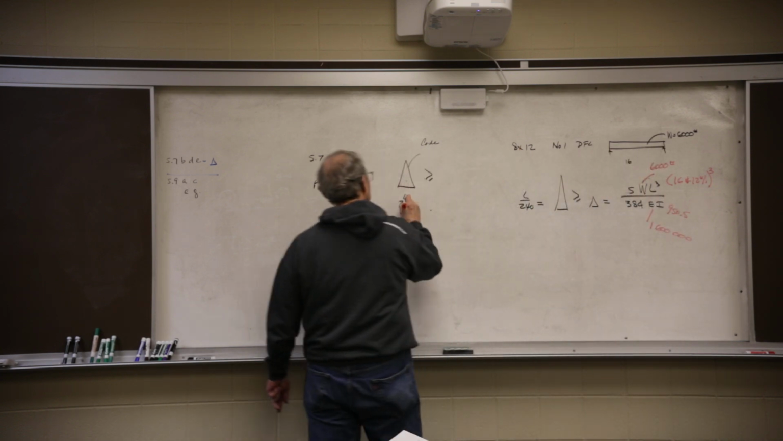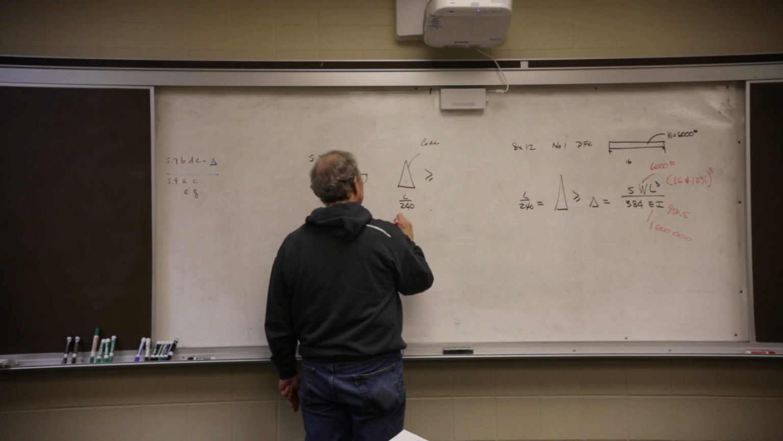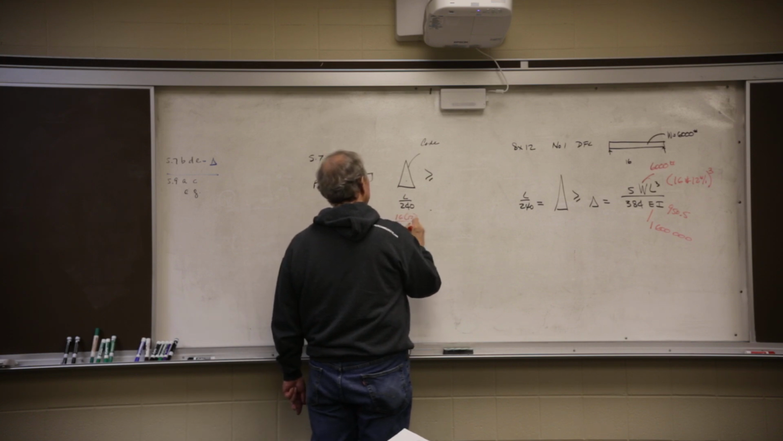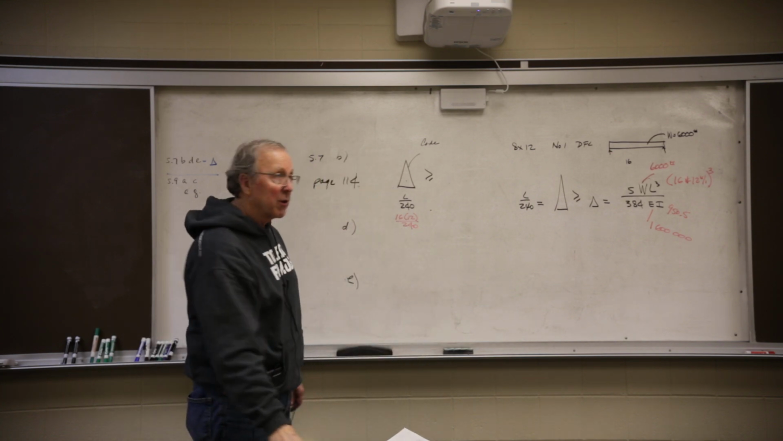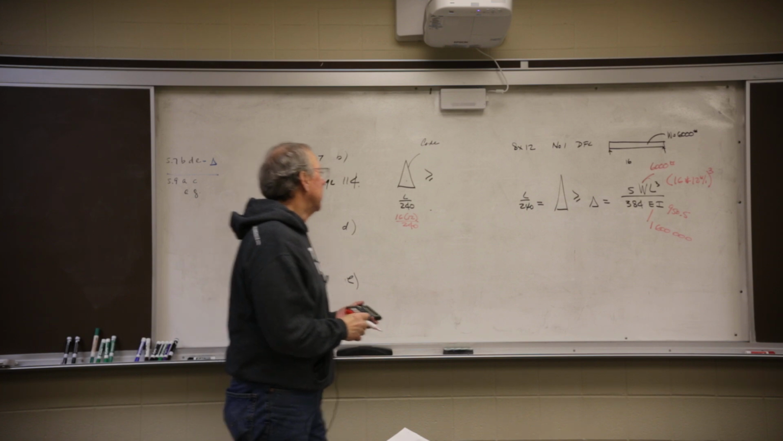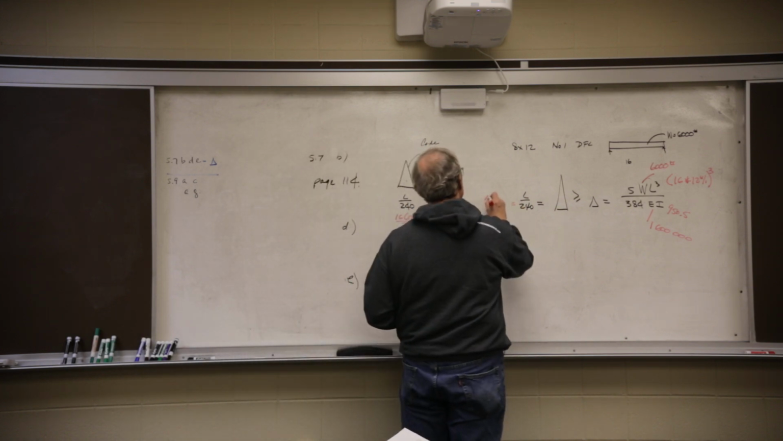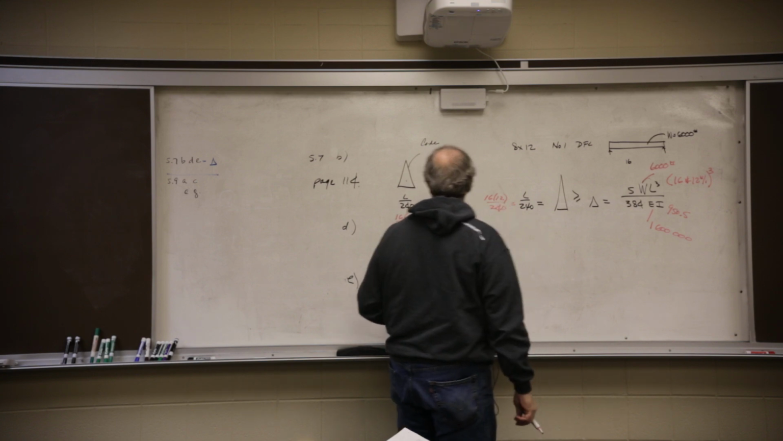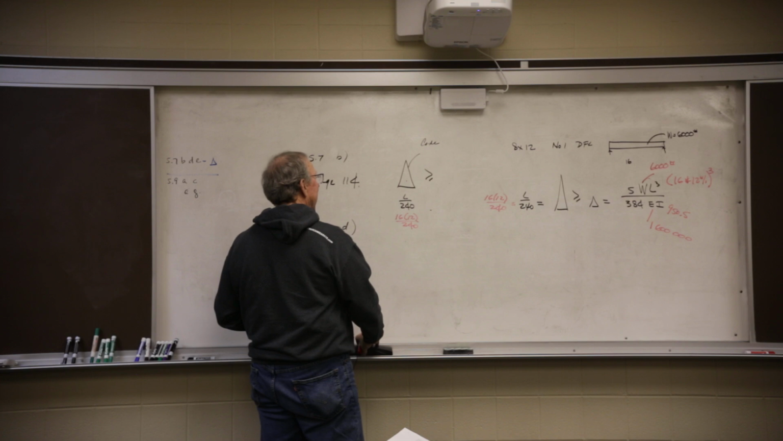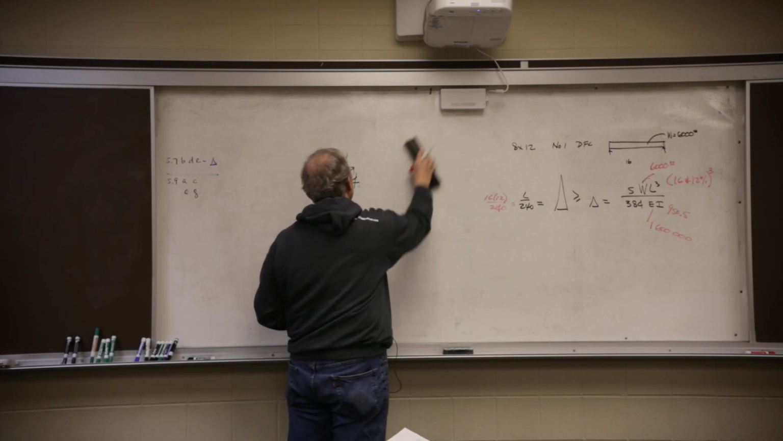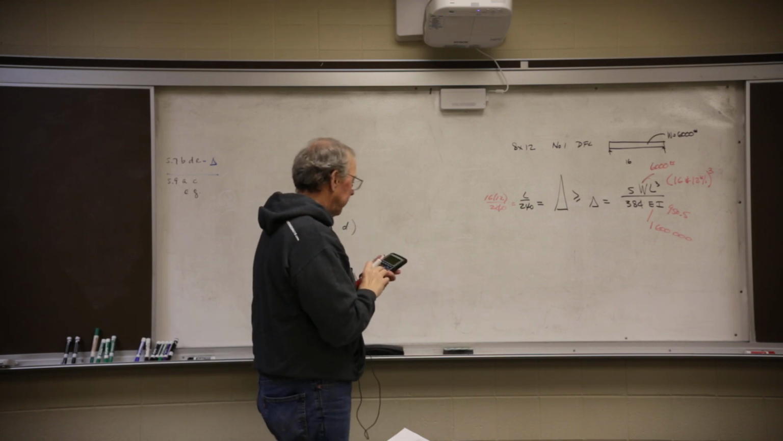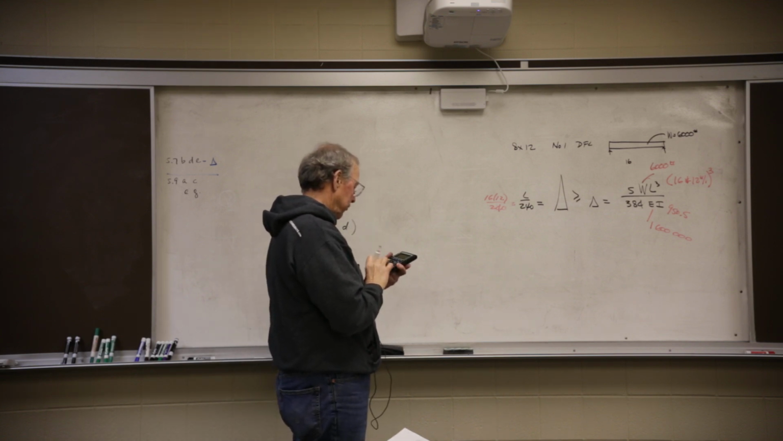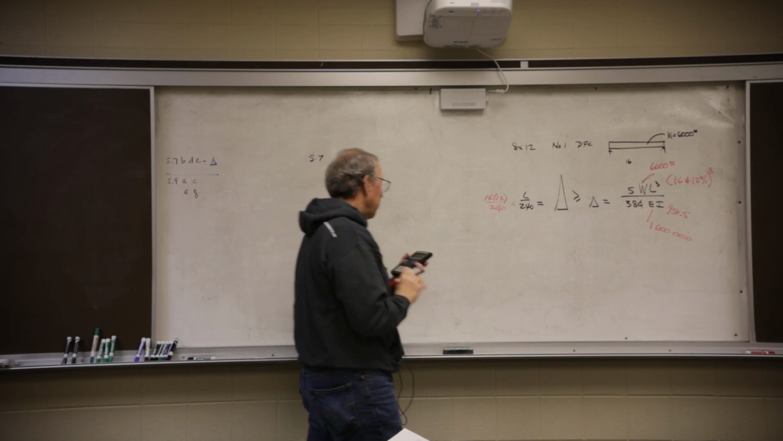I've got an L here: 16 feet, 16 times 12 divided by 240. Everything's there. Do the math, see if it works. This is 16 times 12 divided by 240. Okay, what do we got? Let's see what we've got. 16 times 12 divided by 240 is 0.8.